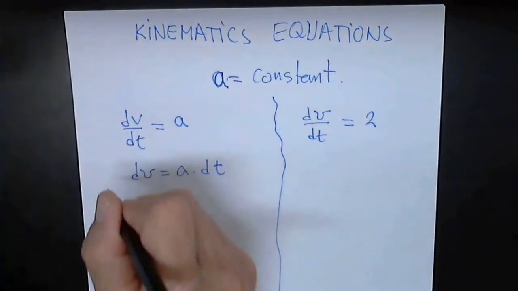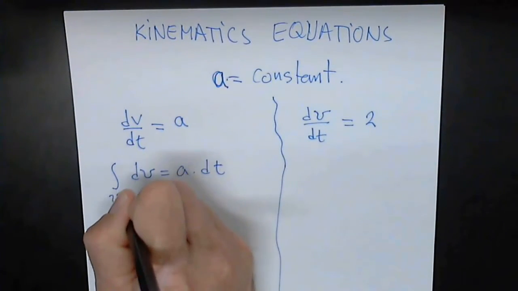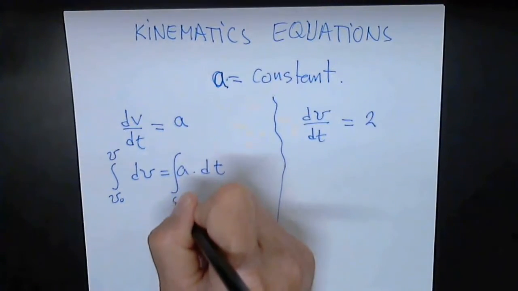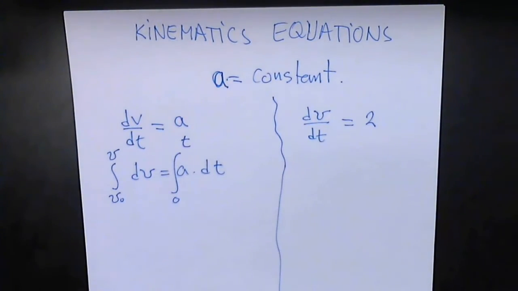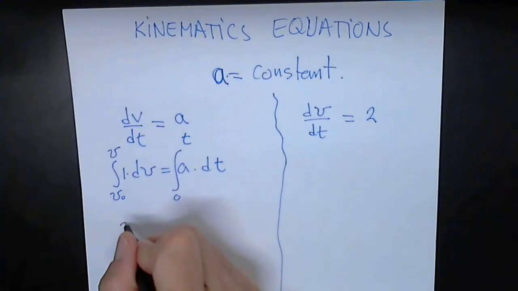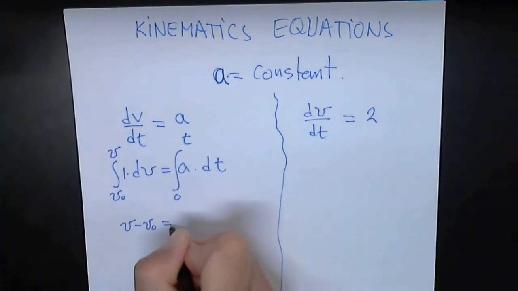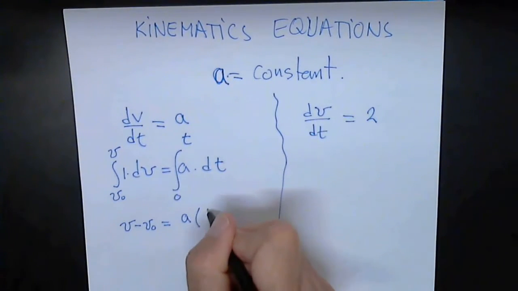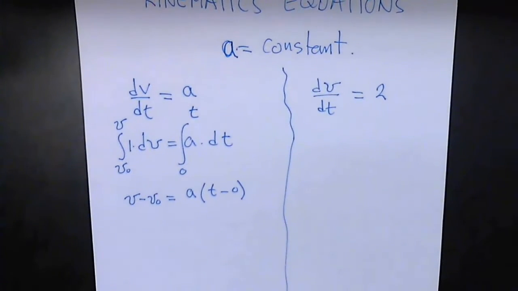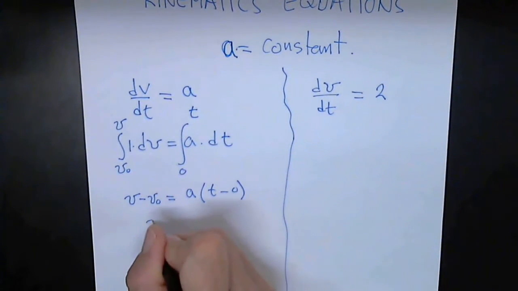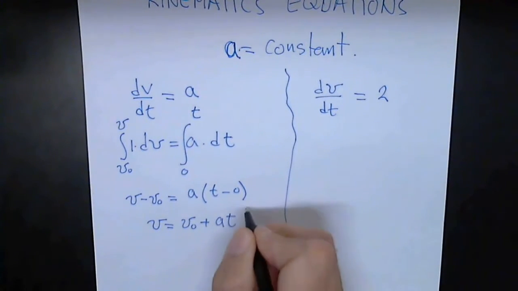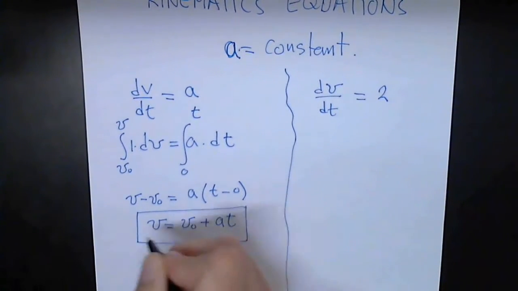And you now integrate over here from the initial to the final velocity. And over here you integrate from 0 to t. And this is just going to be v minus v naught, and this is going to be a t minus 0. So meaning that the velocity is the initial velocity plus at. This is the second kinematic equation.